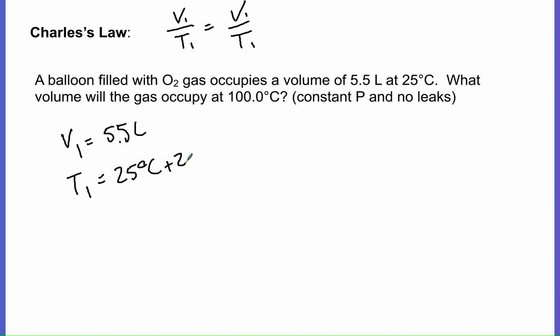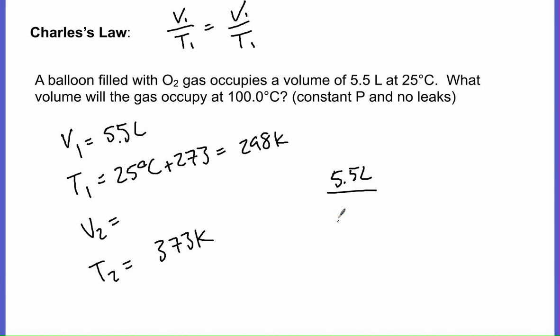So I'm going to have to add that 273 to my 25, and that's going to give me 298 Kelvin. And new volume I don't know, that's what I'm trying to find out. New temperature I do know, but that's going to be 373 Kelvin. Right? Still got to add the 273 to it. So setting this up, volume is 5.5 liters over 298 Kelvin equals my new volume, x, over 373 Kelvin.